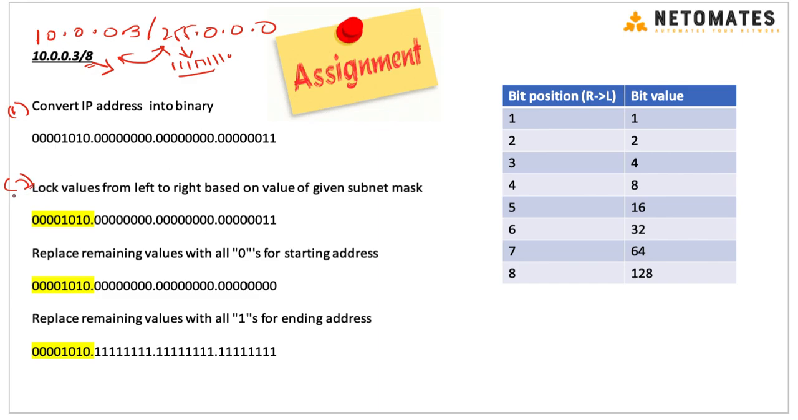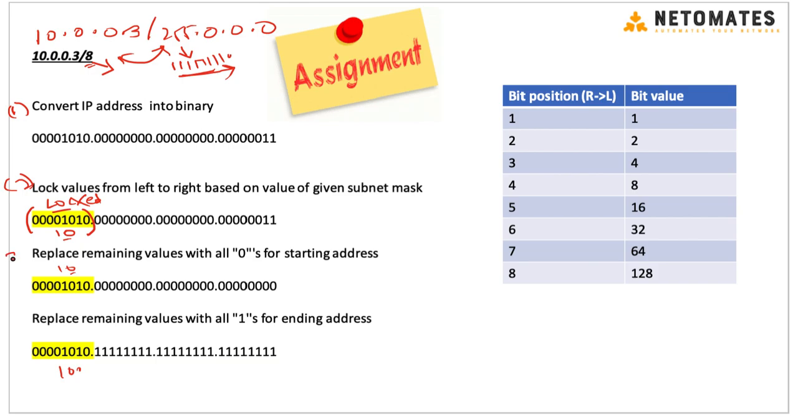Then you need to lock the first 8 values, because the subnet mask is 8, or 255, which also represents 8 ones. So you need to lock these first 8 bits. These are locked, meaning any IP address in the same subnet will have the same bit values. The first octet from the left will always contain 00001010, meaning any IP address will contain 10 as the first octet value from the left. The remaining bits are not locked and can be anything ranging from all zeros to all ones.